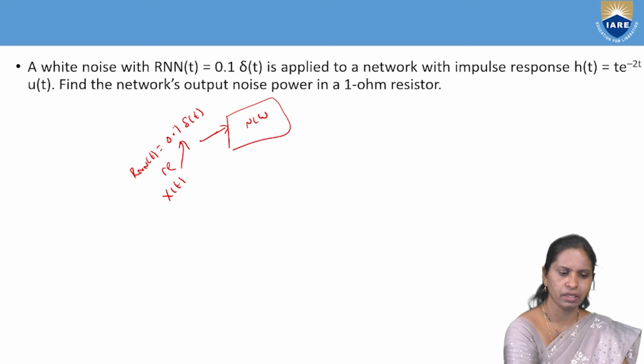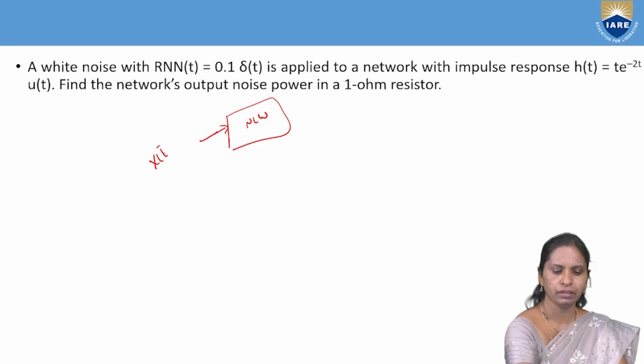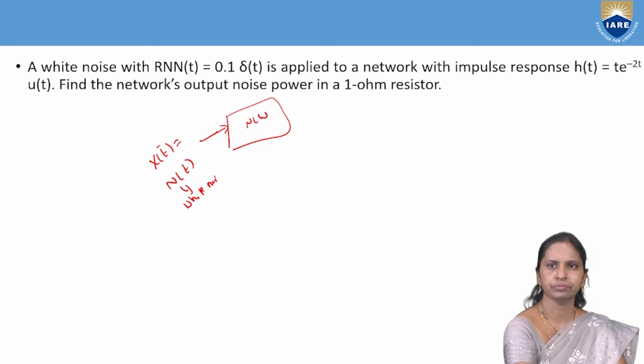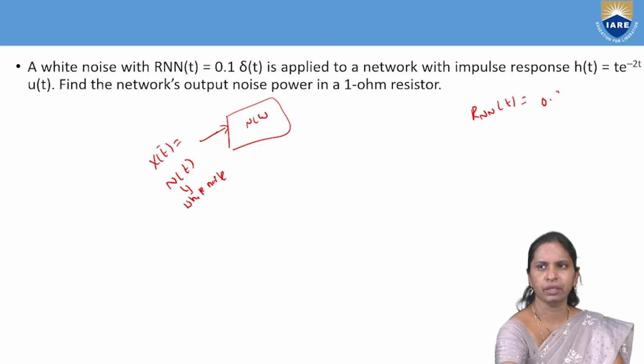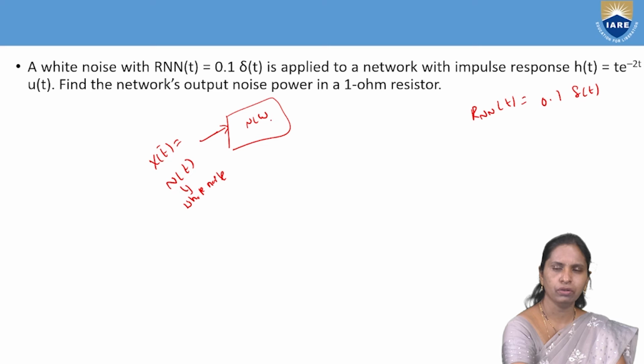This is a white noise that is applied. In place of x of t, here we have the noise n of t. What type of noise is it? White noise. And what is the autocorrelation function of the white noise? Nothing but N naught into delta of t, so in place of N naught, I got a constant value 0.1. So, to a network, a white noise is applied, and in place of x of t, now I have n of t.